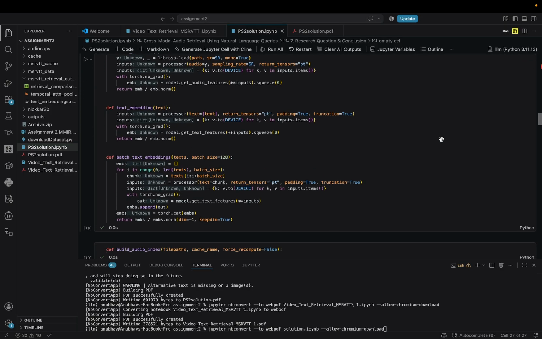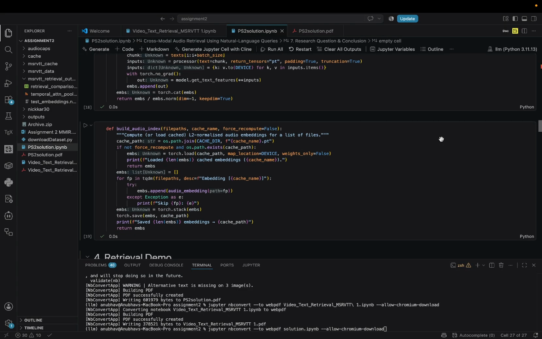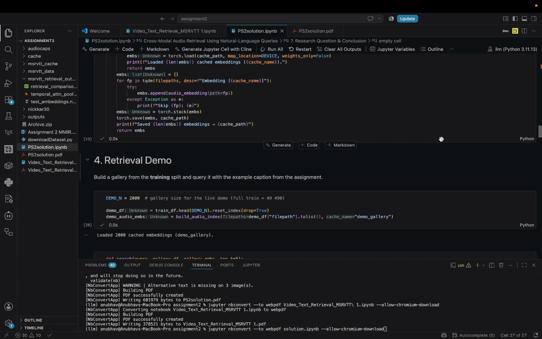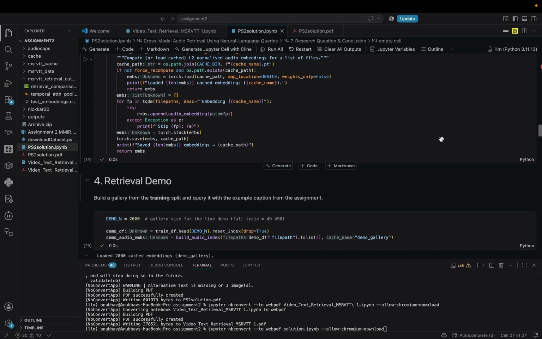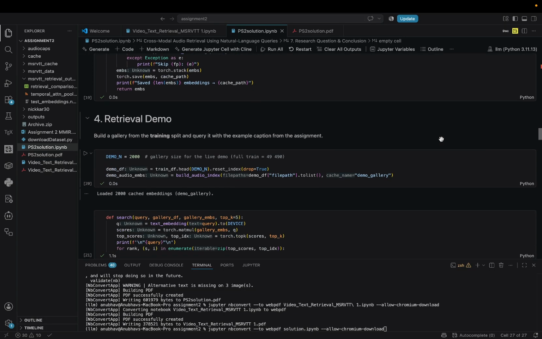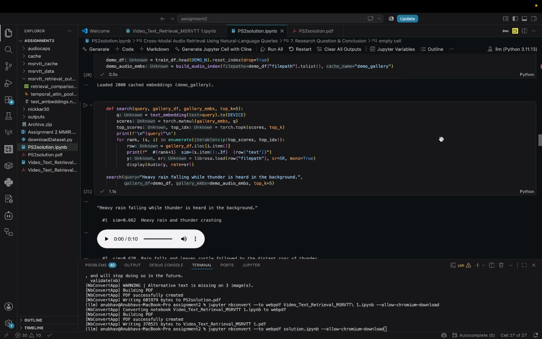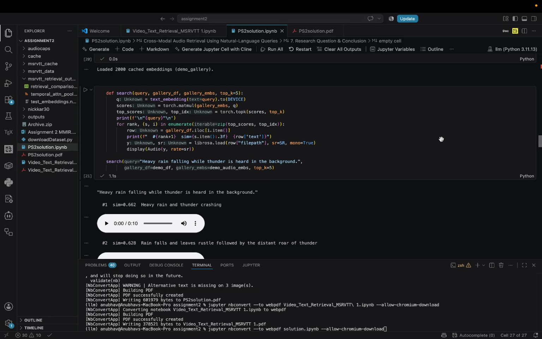In the live demo that we built, we built a gallery of about 2000 clips, and then we did a search for heavy rain with thunder in the background. All of the top 5 results contain rain and thunder. That's a good sanity check, kind of reassuring, because even research models should occasionally agree with common sense, right?